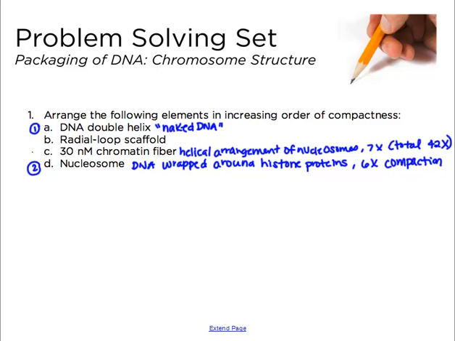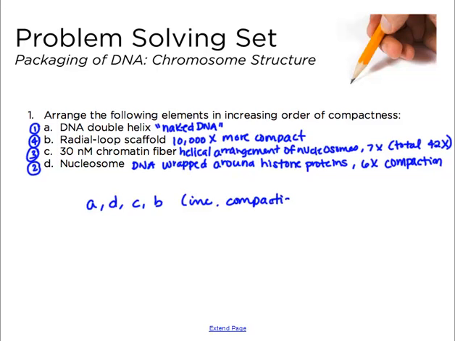And then finally, so this is number 3, finally then the last order of compaction, one that is most compact, is the radial loop scaffold. Now remember, this is about 10,000 times more compact than naked DNA. So the order here is A, D, C, B, and this is increasing compaction. And even though, as Professor Schmidt said in the theory videos, the idea of compaction is theoretical, there's a lot of good evidence that proves that this is pretty much true.